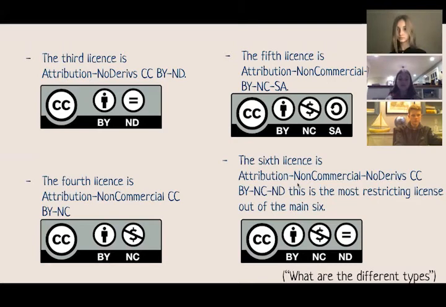The sixth license is Attribution Non-Commercial No Derivatives, CC BY NC ND. This is the most restricting license out of the main six. The sixth license allows others to download and share, but they have to give credit to you. They can't change anything or use them commercially in any way.